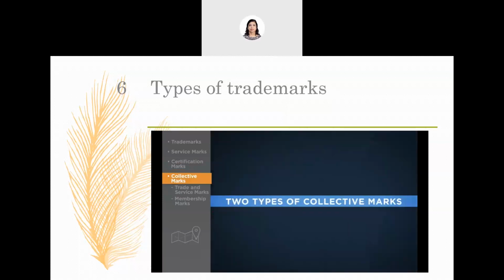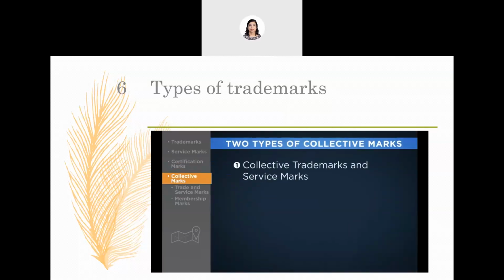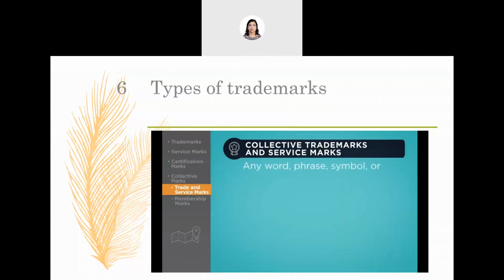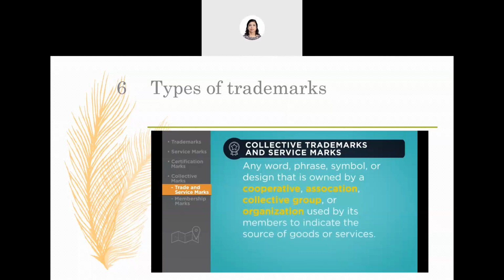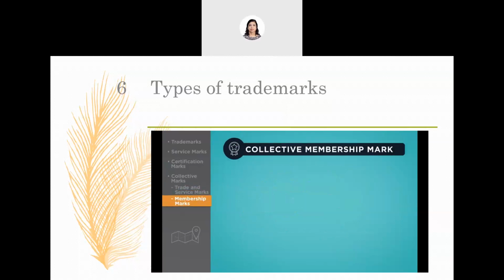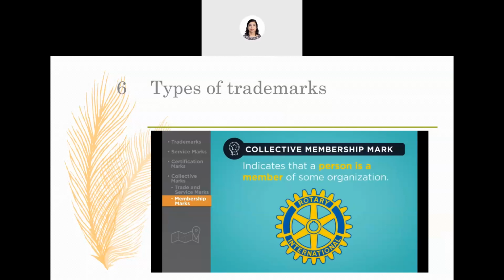What is a collective mark? Collective marks come in one of two varieties: collective trade and service marks and collective membership marks. A collective trade or service mark is any word, phrase, symbol, or design that is owned by a cooperative, association, collective group, or organization and is used by its members to indicate the source of goods or services. An example of a collective trademark is the Girl Scouts logo seen on their iconic cookies every February. A collective membership mark, by contrast, is used to indicate that a person is a member of some organization, such as a trade union or an association like the Rotary Club, but is not used to identify the source of goods and services.